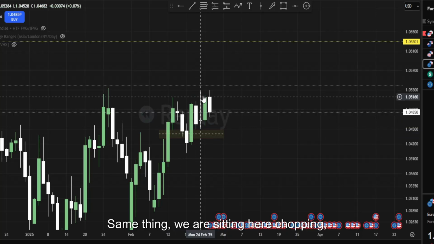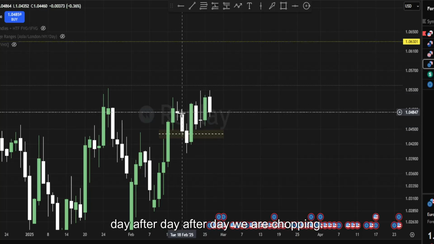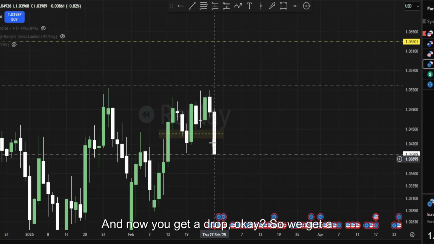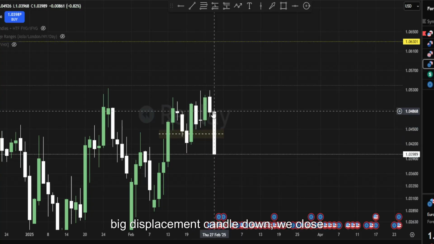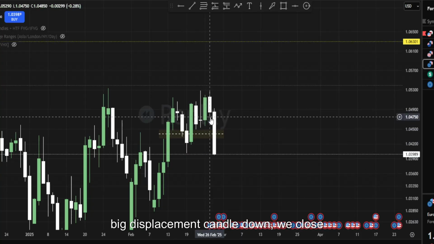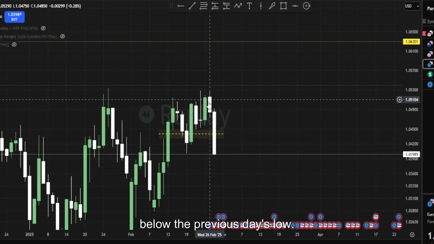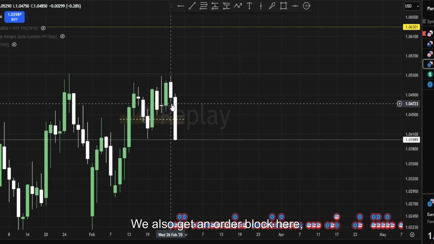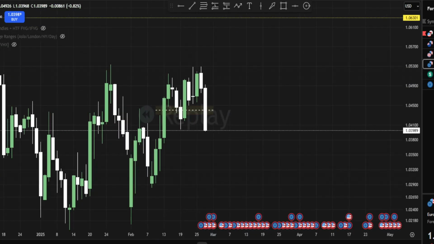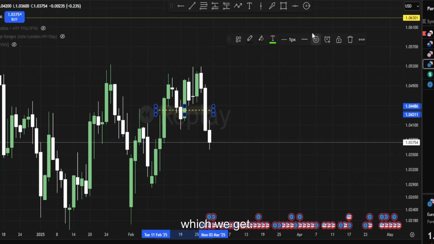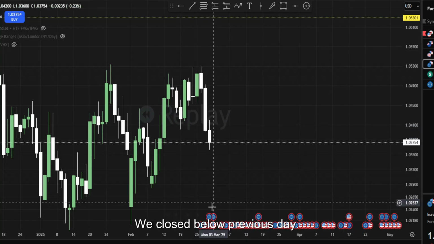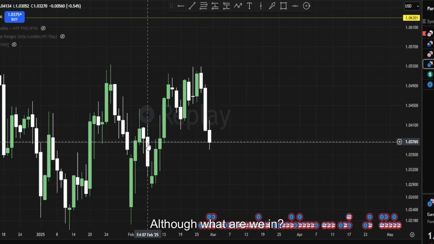Same thing, we are sitting here chopping day after day after day. And now you get a drop, okay? So we get a big displacement candle down, we close below the previous day's low. We also get an order block here, following day bearish, which we get. I would continue on. We close below previous day. Although, what are we in?